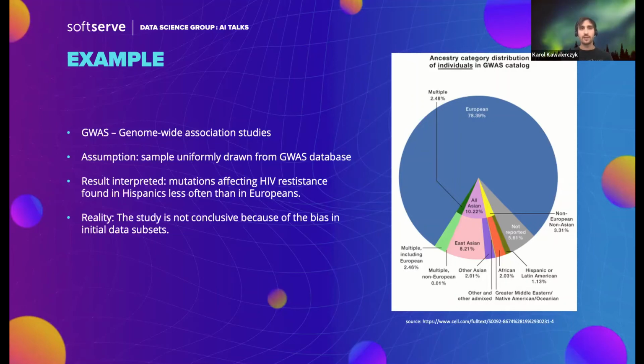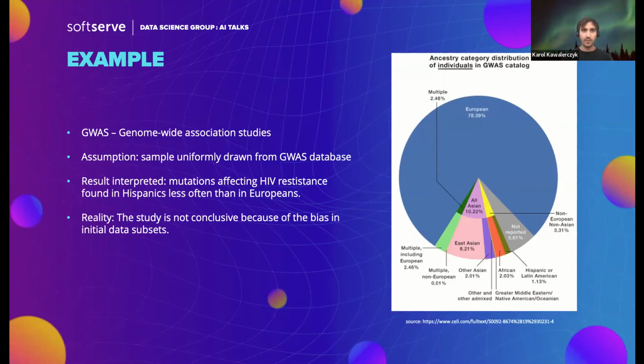The assumption that we make, if we, for example, don't see the diagram, because if we see the diagram, it's quite obvious that it's imbalanced, is that we sample uniformly from this database. And we run an experiment, and we run some experiment containing HIV resistance. And the results that we get, we can interpret the following way.